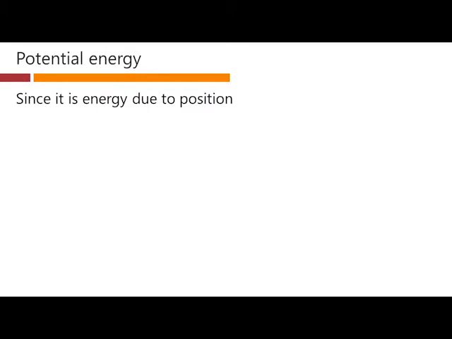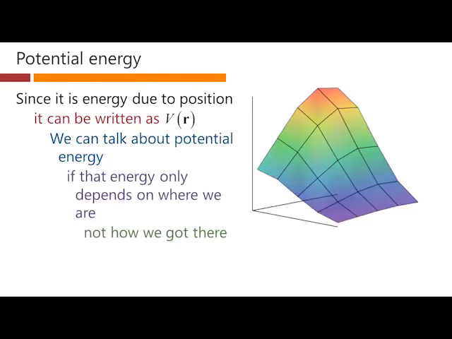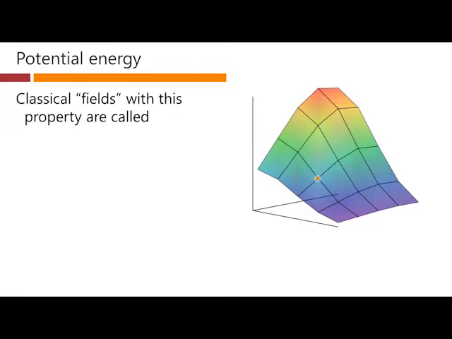Now, since potential energy is energy due to position, it can be written as a function of the vector position r. So we'll often see this, V of r. And we can talk about potential energy only if that energy depends only on where we are and not on how we got there. So if we look at this hill here and we put ourselves at some point on the hill, it shouldn't matter if we go up the hill and then back down again. The energy that we put into ourselves or the system on the way up, we got it back on the way back down, so we got back to exactly the same potential energy. The potential energy is only due to the position. Now, classical fields with this property are called conservative or irrotational fields. That means without a kind of rotational aspect to them.